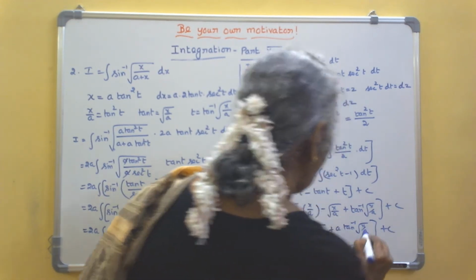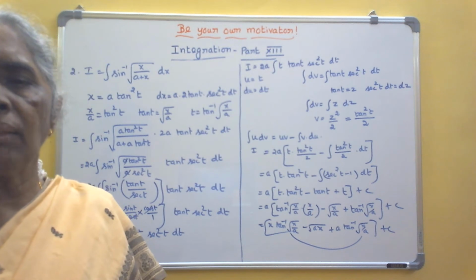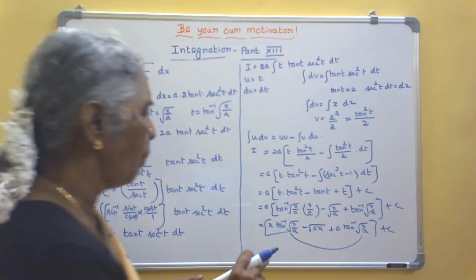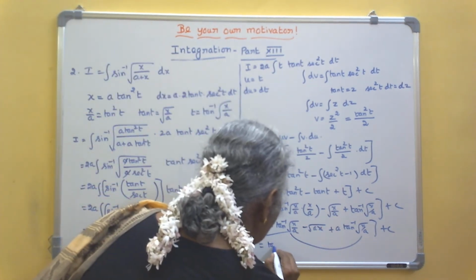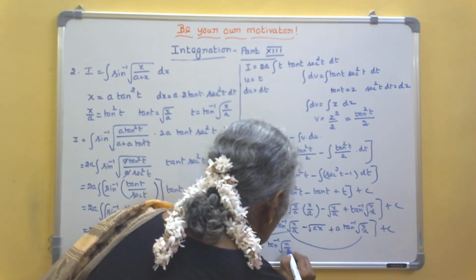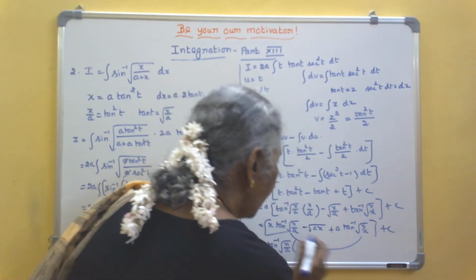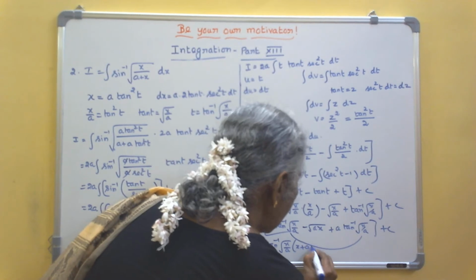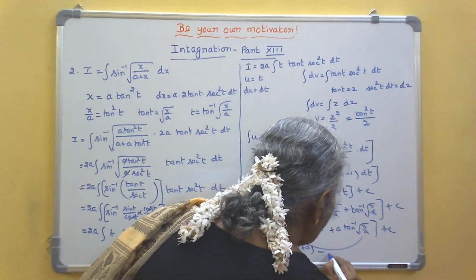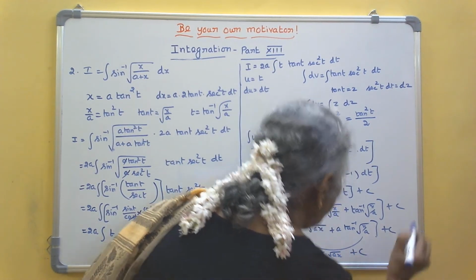We can actually combine these two terms because tan inverse root x by a is common, so that the answer will be a bit neat. Tan inverse root x by a into, here you have an x, there you have an a, so x plus a. Write this term as it is, minus root ax plus c.